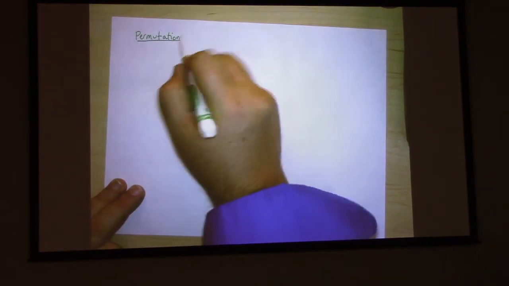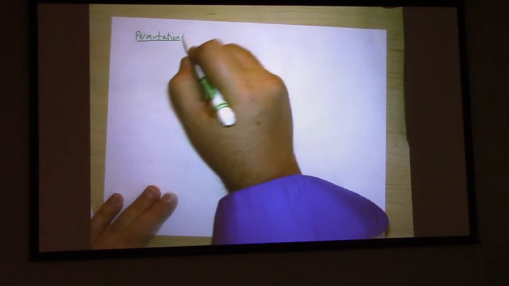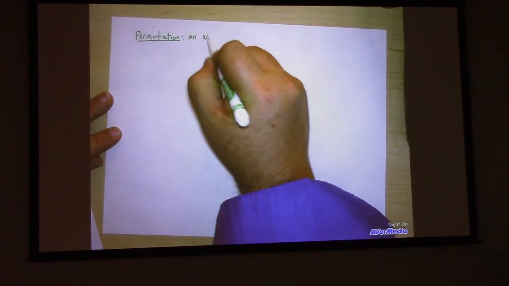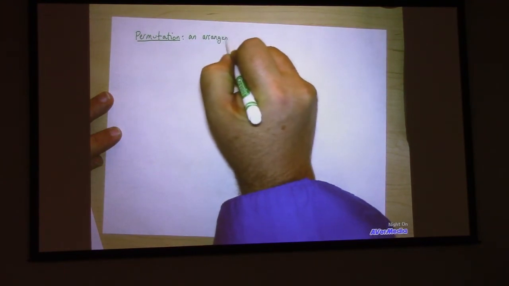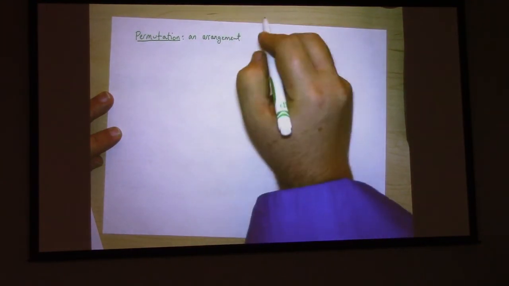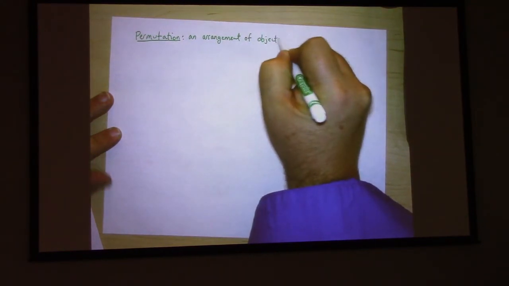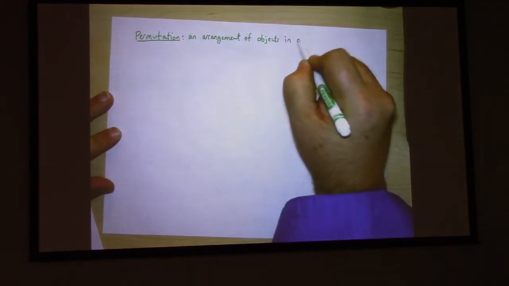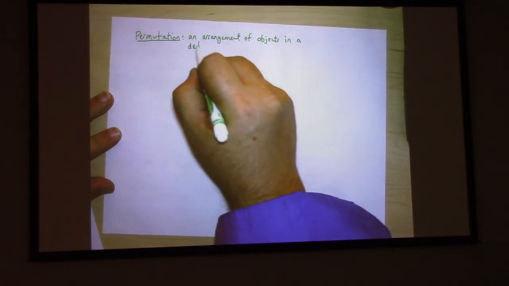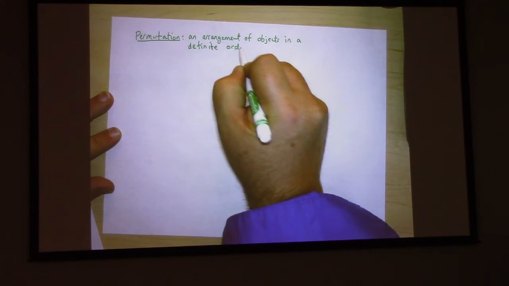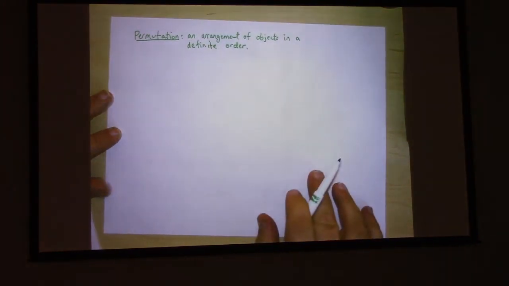So your book says a permutation is an arrangement of objects in a definite order. So the order matters for a permutation. All right?